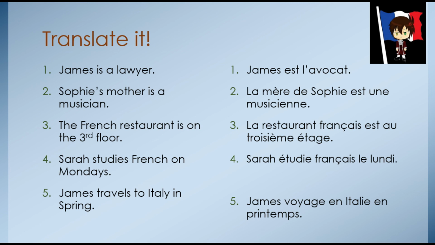Alright, so I'll reveal the answers. First one is James est l'avocat. James is the lawyer. Next one, we have la mère de Sophie est musicienne. So, Sophie's mother is a musician. Third one is le restaurant français est au 3e étage. Fourth one, we have Sarah étudie le français le lundi. Last one, we have James voyage en Italie au printemps.